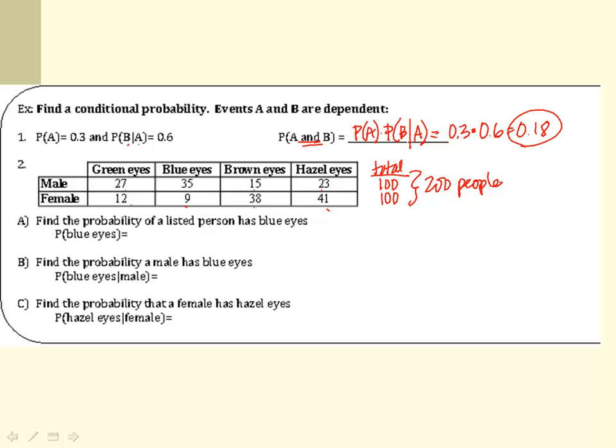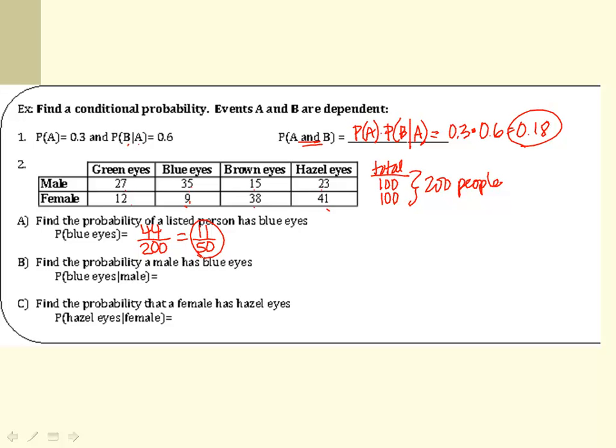So given this table, how many people have blue eyes? Well, if I look at blue eyes, 35 and 9 makes 44, but there are 44 out of the total 200 people that have blue eyes. So my probability gets reduced to 11 out of 50. Now that's the basic probability that we did in section 10.3.